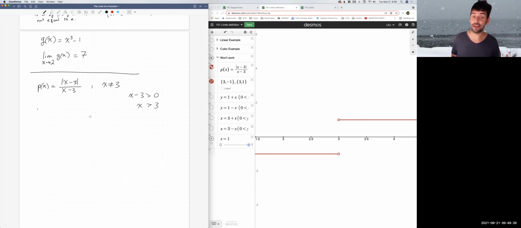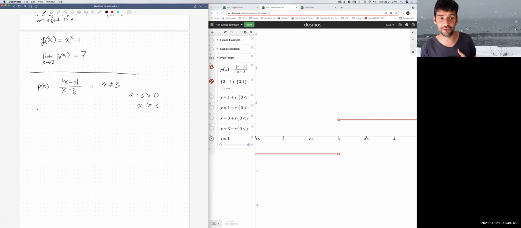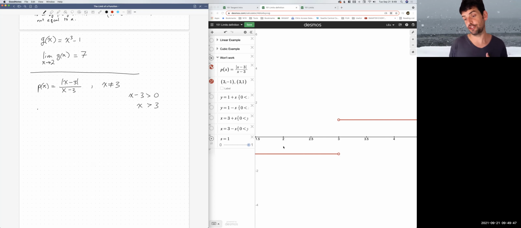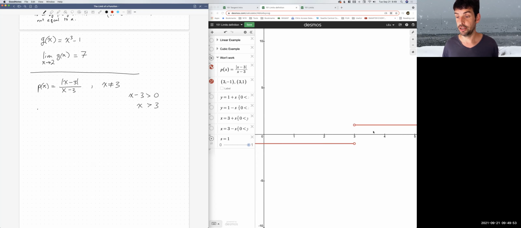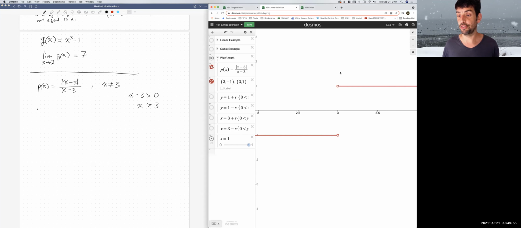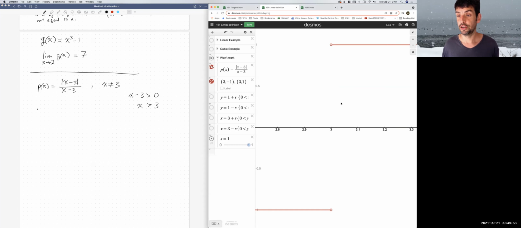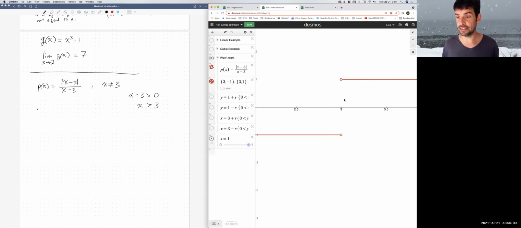On the other hand, if x minus 3 is negative, if x is below 3, then the numerator is positive, the denominator is negative, we get a negative 1. So our function looks like negative 1 below 3. So we get this jump at x equals 3, right? And it's not defined there, so they're both open circles. Okay.